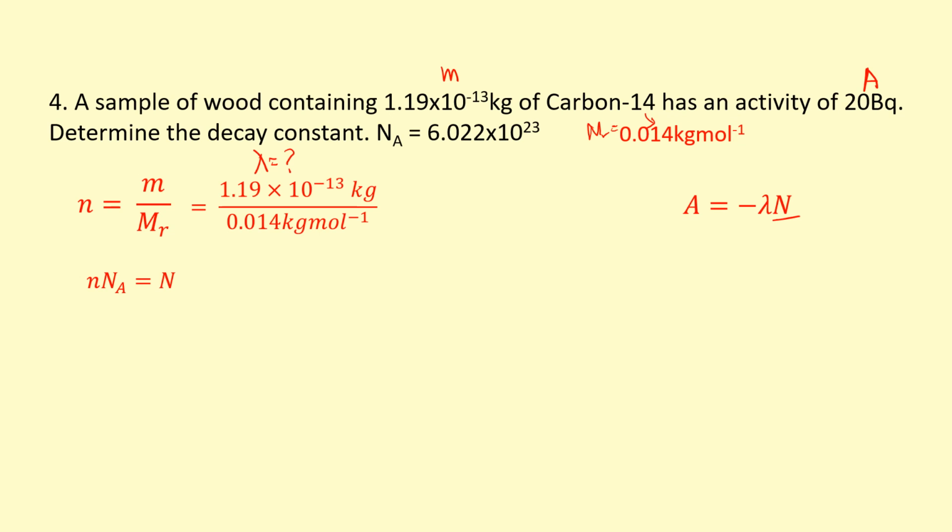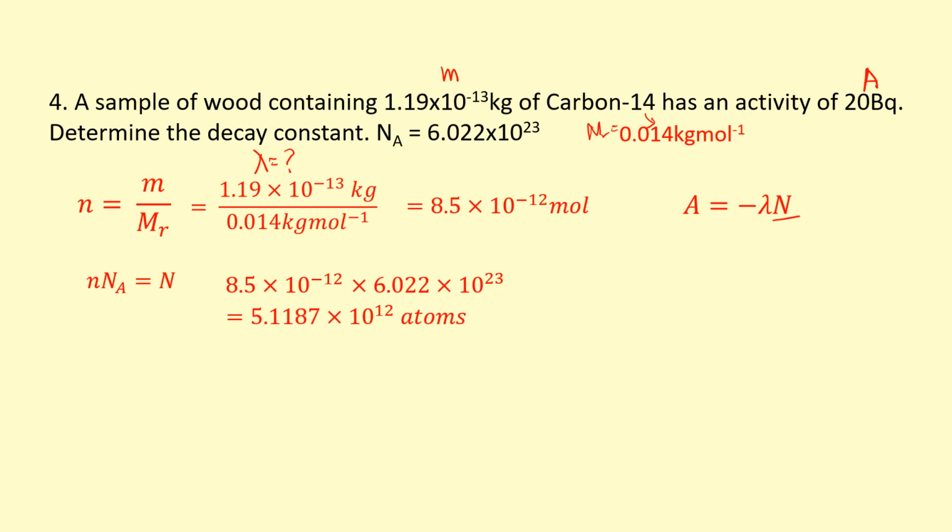If I put that into the equation here, I'm taking the mass, which is in kilograms, and dividing by the molar mass, and I get 8.5 times 10^-12 moles of carbon-14. Each mole corresponds to 6.022 times 10^23 atoms, the Avogadro's constant. So take the number of moles, multiply by Avogadro's constant, and that gives you the total number of atoms, which is quite a large amount, but that's what we expect. Now we've got N.